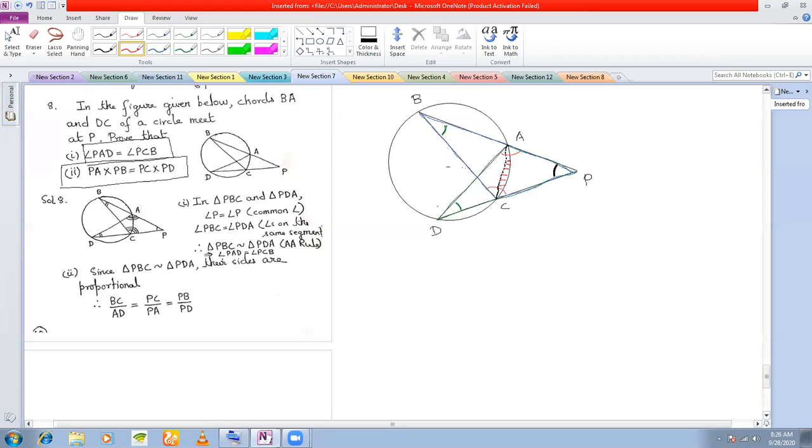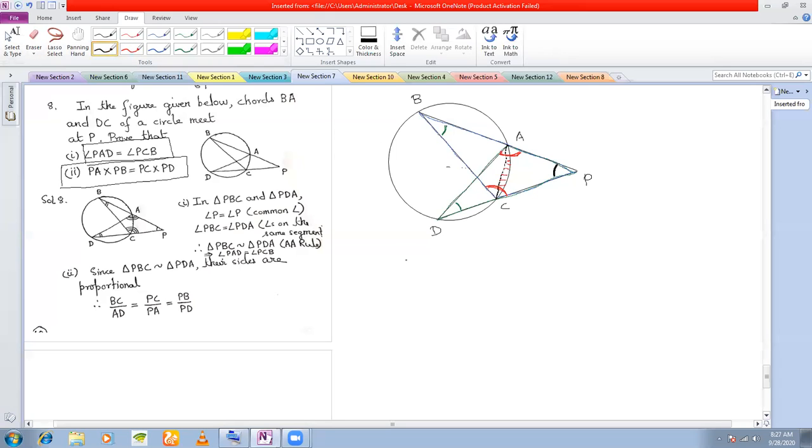And what is the third angle that is remaining? The third angle that remains is our angle that we need to prove equal, PAD and this. Since it is the only angle remaining, it has to be equal. So that is the way you prove the first part.